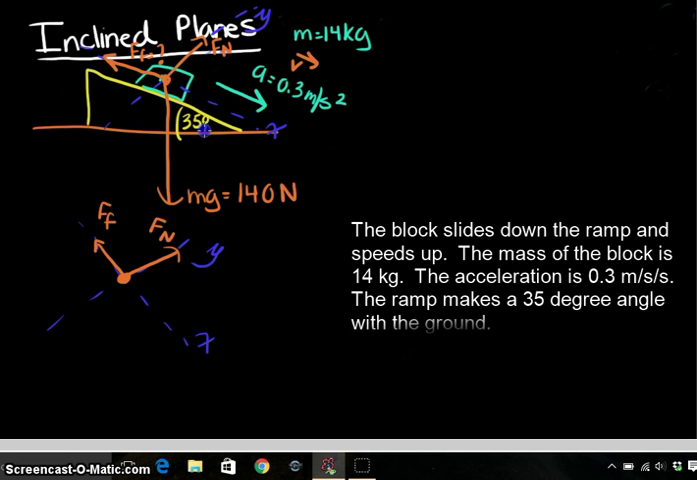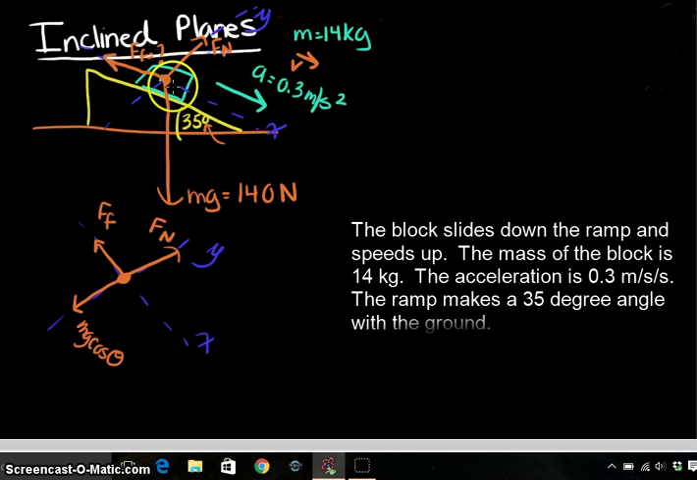So notice the angle of the incline is given here, and I know that I can take the angle of the incline and find the y component of mg. The y component of mg is going to be mg times the cosine of the angle of the incline. So let's say theta is the angle of the incline.